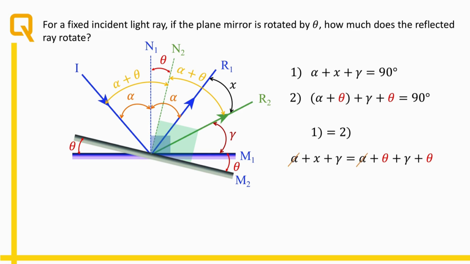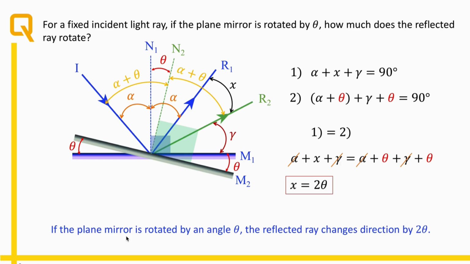Here we have alpha on both sides, and also we have gamma. We can cancel them, and we are left with X and 2 theta. In other words, X is equal to 2 theta. If the plane mirror is rotated from M1 to M2 by angle theta, the reflected ray changes direction by 2 theta.